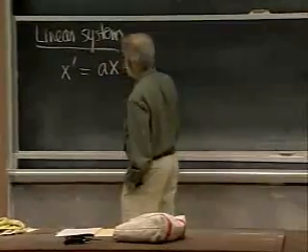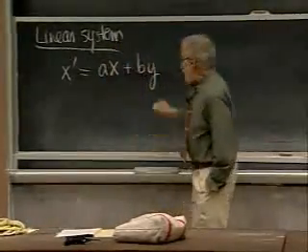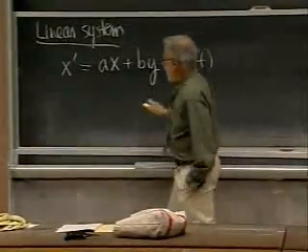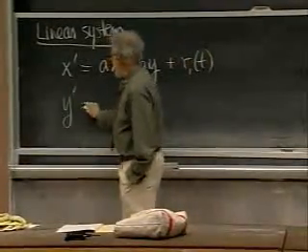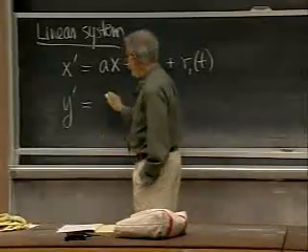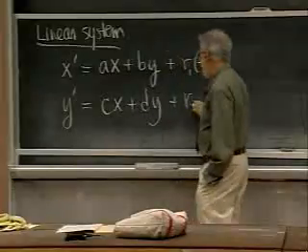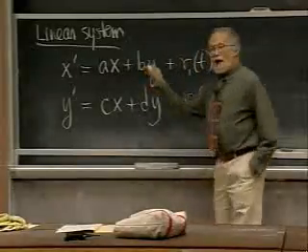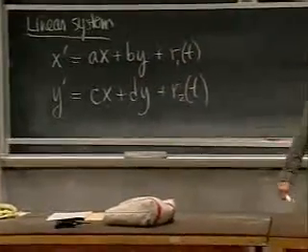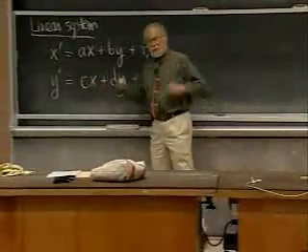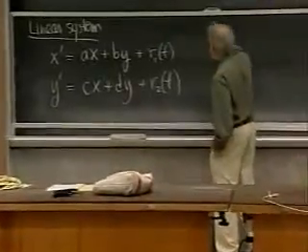ax plus by. Now the t can be a mess, and so I'll throw in an extra function of t there, and y prime will be some other linear combination of x and y, plus some other messy function of t. But even the a, b, c, d are allowed to be functions of t. They could be 1 over t cubed or sine t or something like that. So I have to distinguish those cases.